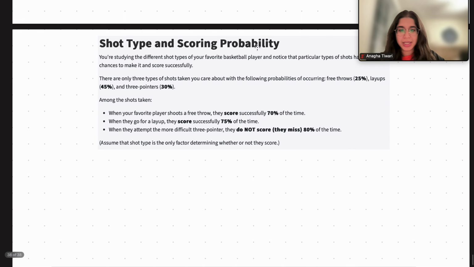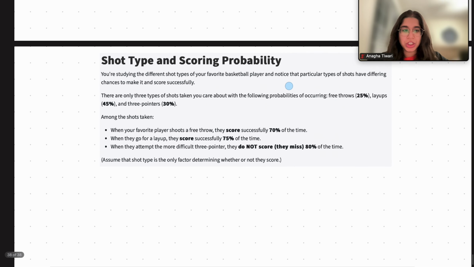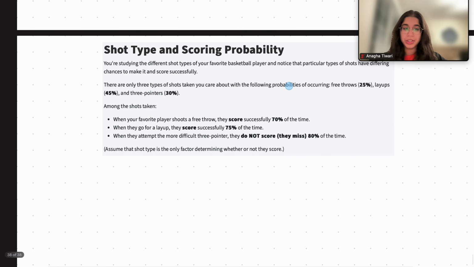Here you're studying the different shot types of your favorite basketball players. Notice that particular types of shots have differing chances of being made and scoring successfully. You're seeing three different types of shots here: free throws, which have a 25% probability of occurring, layups, which is 45%, and finally three-pointers, which is 30%.